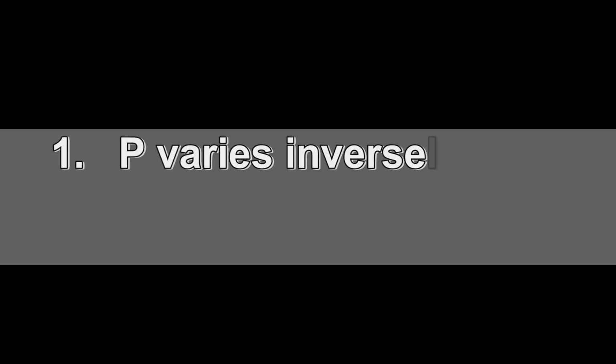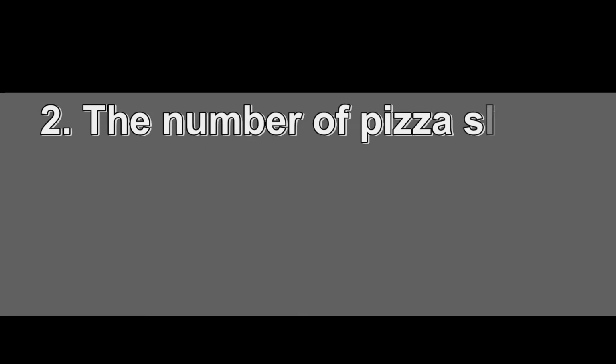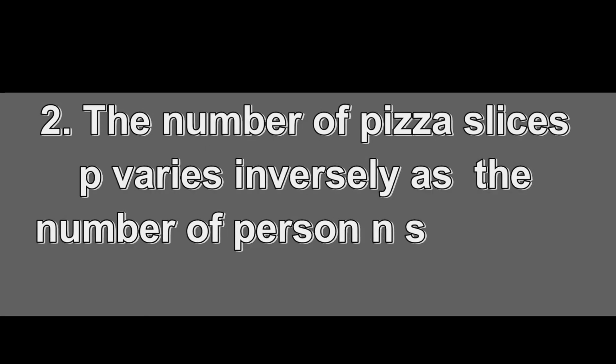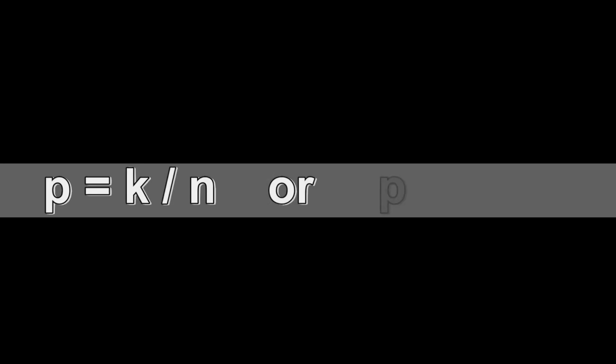For example, give the mathematical equation of the following. Number 1. P varies inversely as Q. So the answer is P equals K divided by Q. Number 2. The number of pizza slices P varies inversely as the number of persons N sharing a whole pizza. And we have P equals K divided by N.